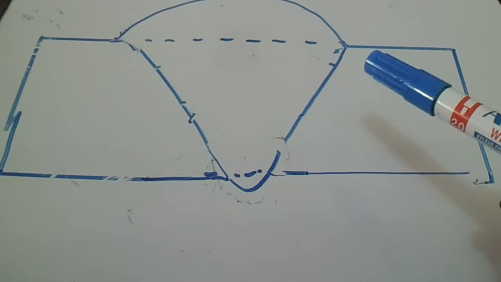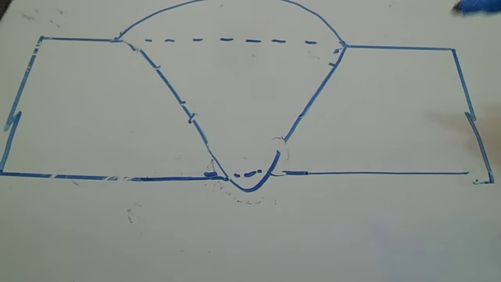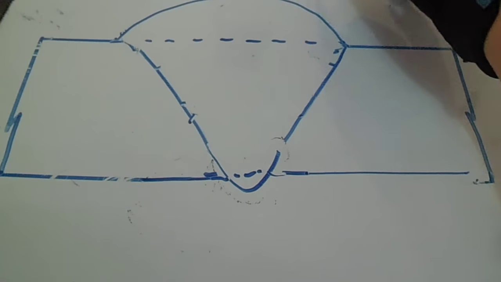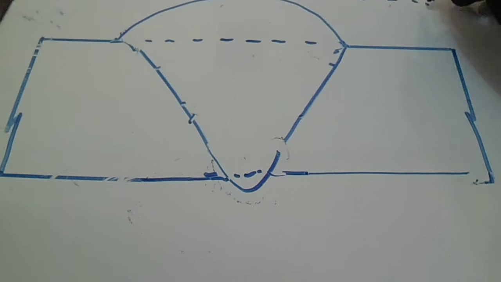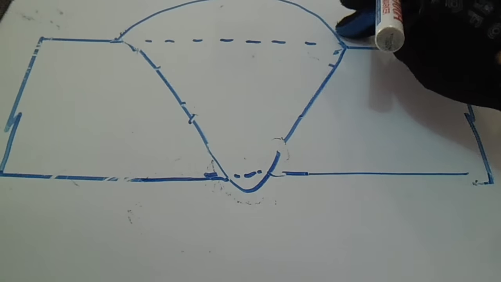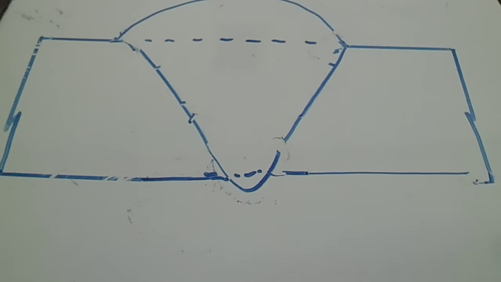So this is an excessive reinforcement. So what is excessive reinforcement here? In the project specification or the WPS specific codes, they have a tolerance for the excessive reinforcement. Some standards say three times the thickness. Okay, so this is excessive reinforcement or excess penetration from the root and from the face. So next.